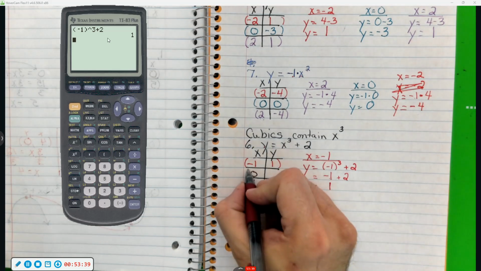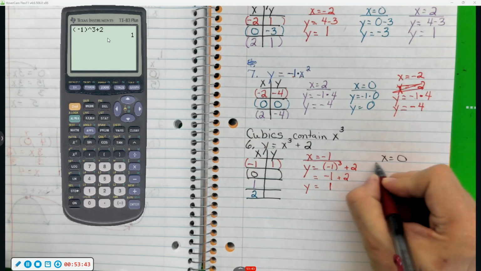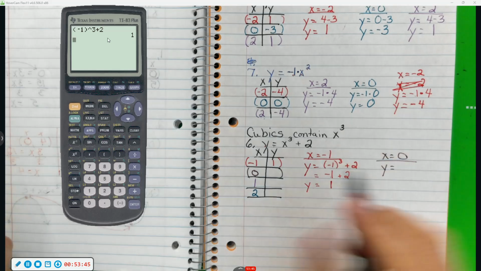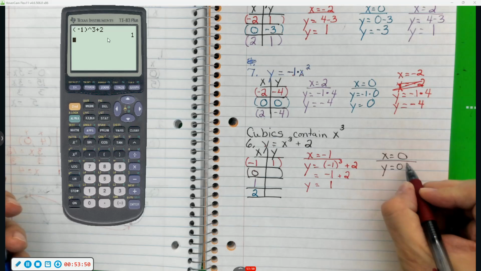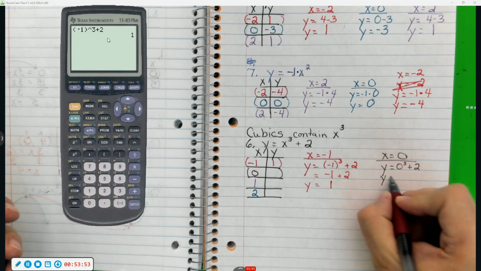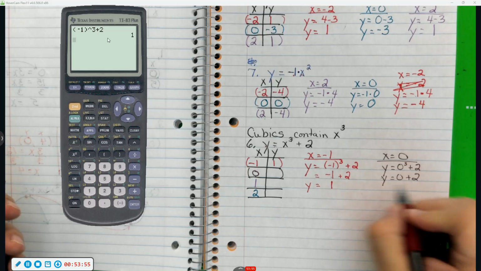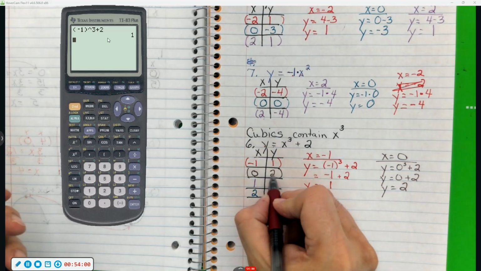Like a 0, plugging a 0 in for x. 0 cubed, I know y'all know 0 times 0 times 0 is just 0. So what are we getting? Just +2.